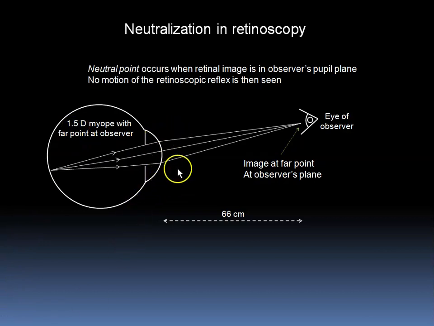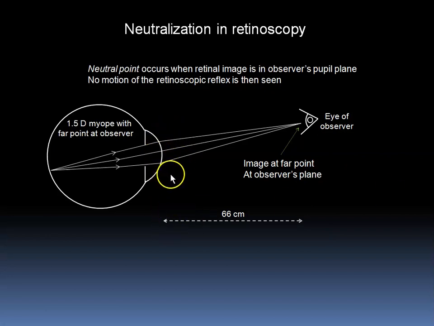If, on the other hand, we needed an extra 1.5 diopters in front of a patient with unknown refraction to get neutralization at this distance, we would then subtract 1.5, which would show that the patient needs no additional lens to see at infinity.